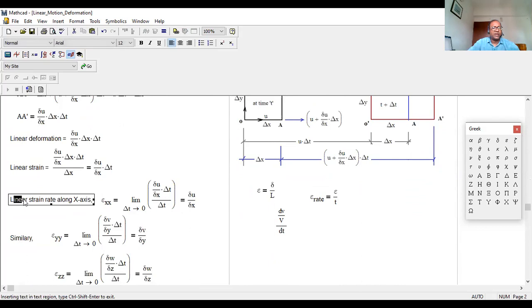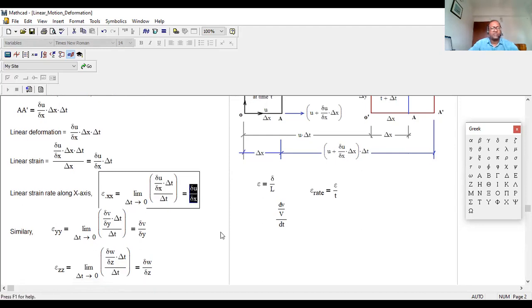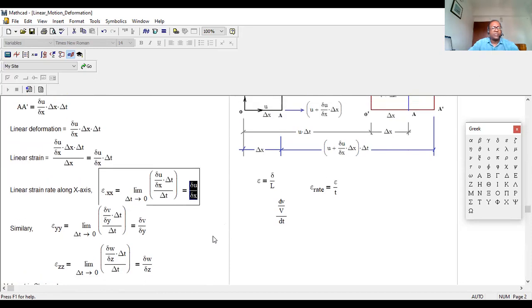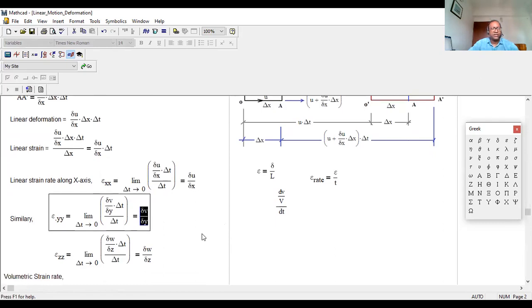So we'll figure out the linear strain rate, that means divided by the time along the x-axis, epsilon xx equals limit delta t tends to 0, because delta t is very small, close to 0. So we divide by del t, del t will cancel out. Then this equals del u by del x. Similarly, along the y-axis, deformation will be this much, strain rate.